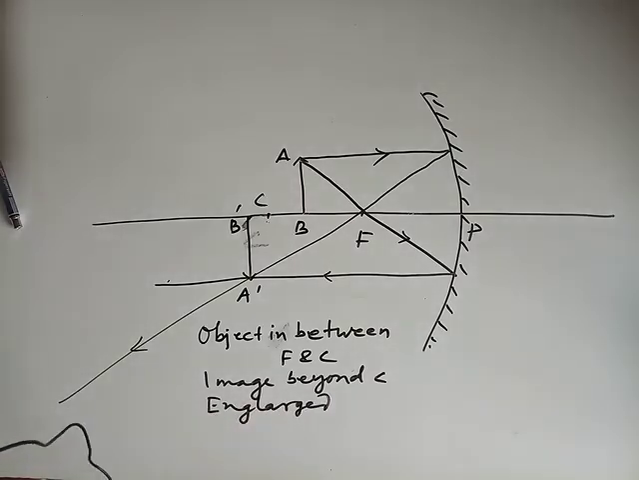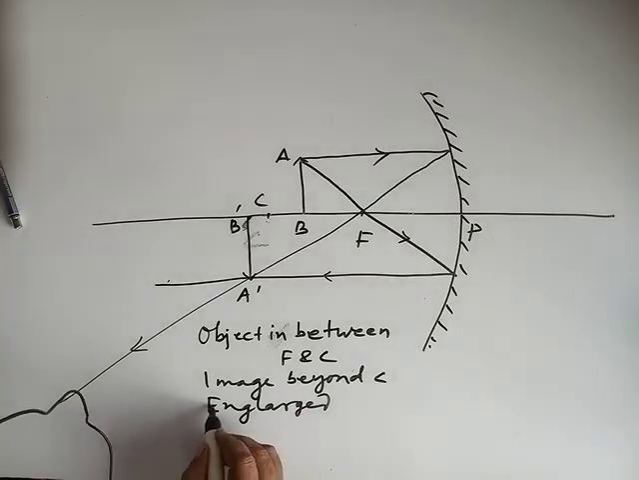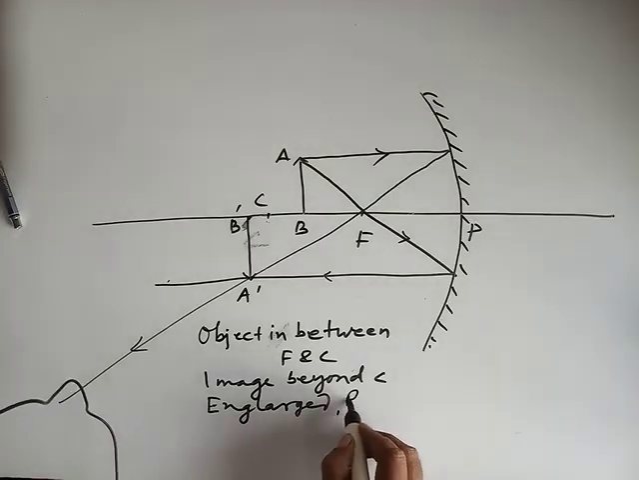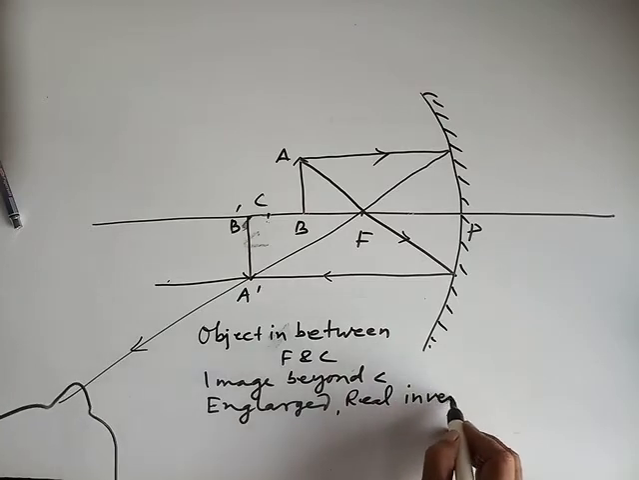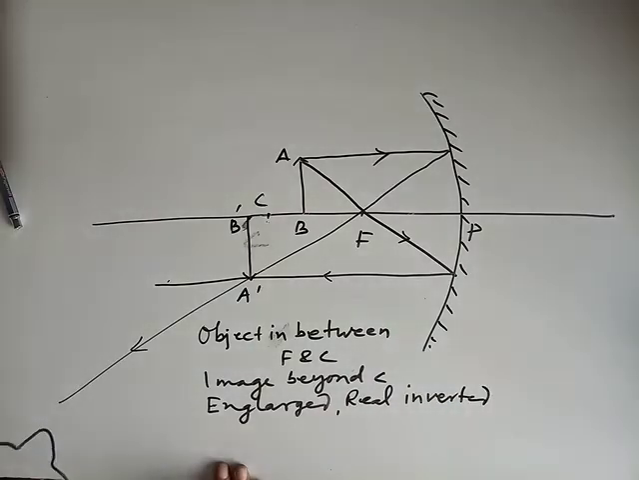This is enlarged, a bit enlarged. Okay, this is enlarged, and it is real. Real images are always inverted, like this. Real images are always inverted, you know. Clear? Okay. So now the next question is keeping the object on F.